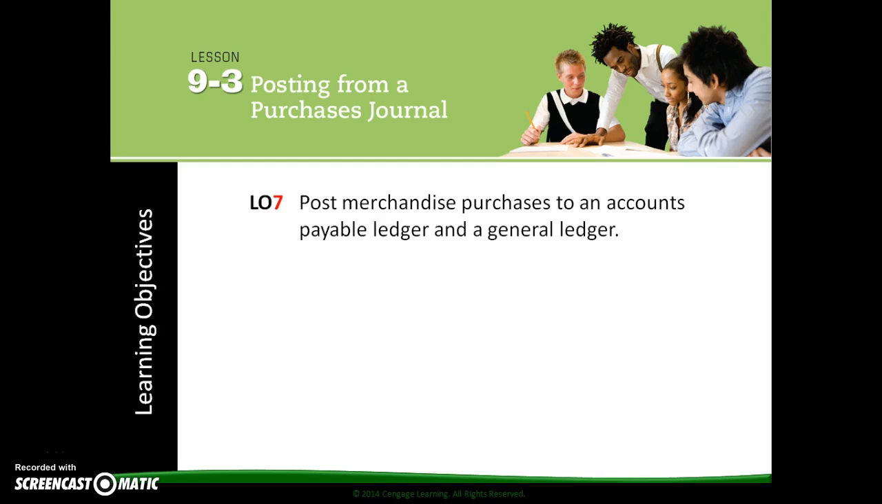The other thing we need to keep track of is that when we're putting the information in the journal, we want to be clear about where the information is coming from. We need to leave a very clear trail for an auditor to be able to look at and find information so that anything that we do can be traced back to the source document. So lesson 3 in chapter 9 deals with posting merchandise purchases to an accounts payable ledger and a general ledger.